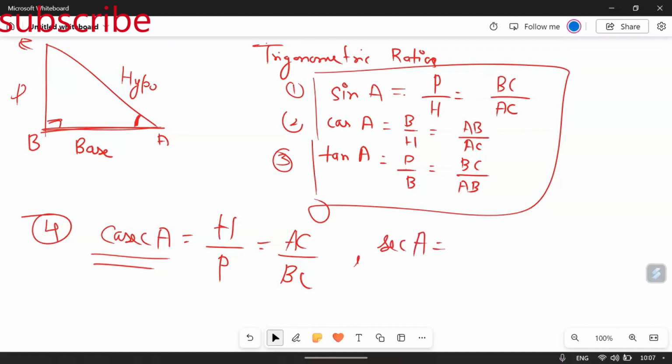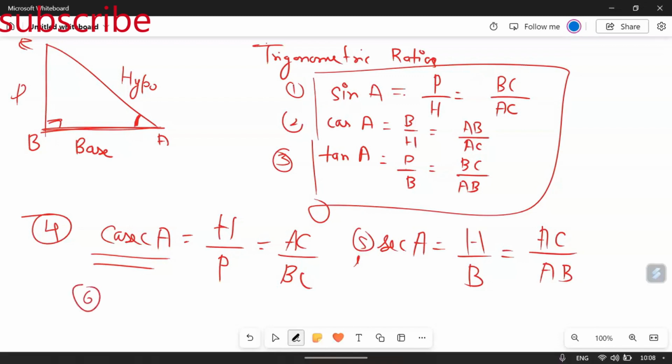Sec A. So sec A you can say it is opposite to the cos A. That is your hypotenuse upon base. So hypotenuse is your AC in the triangle and the base is your AB. And the last one, but not the least one, is your cot A. The sixth one is your cot A.